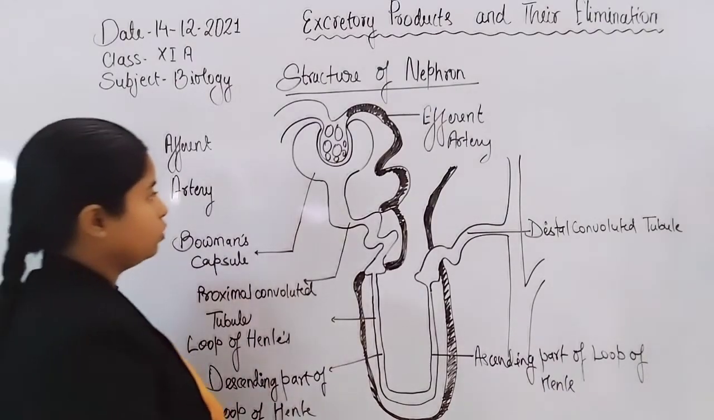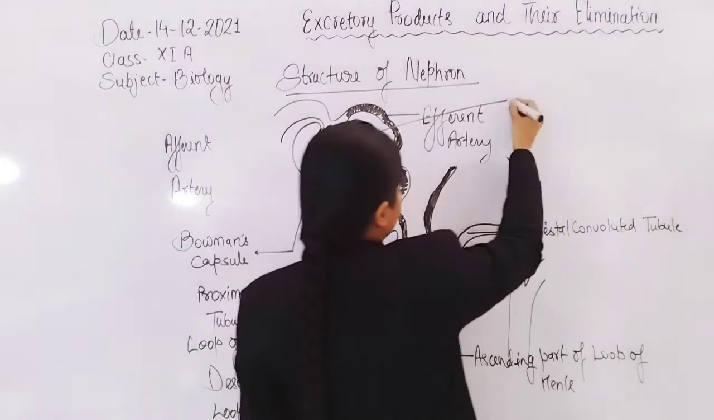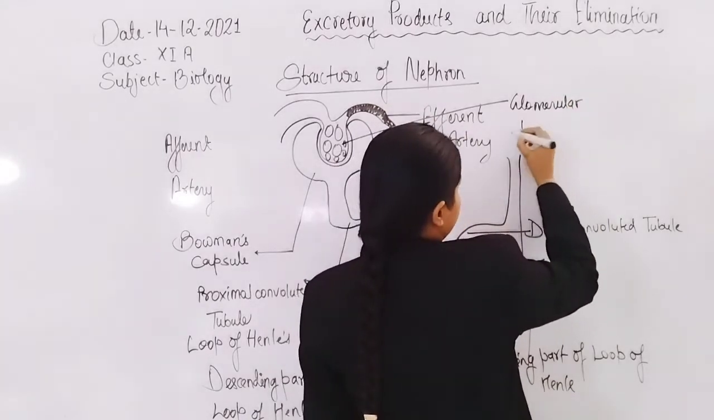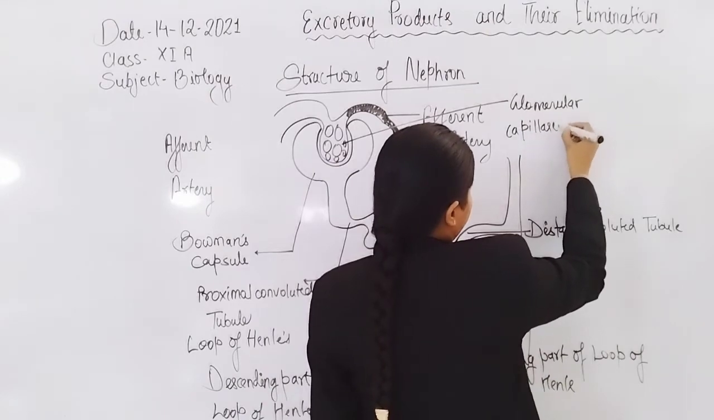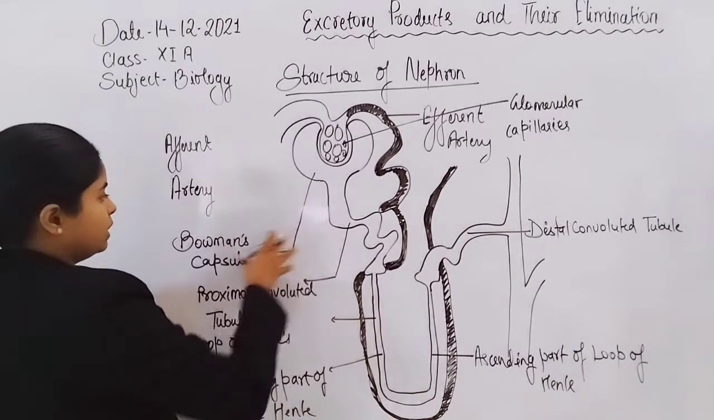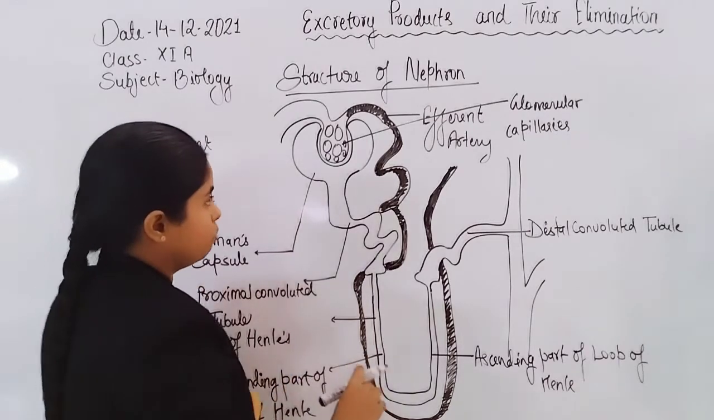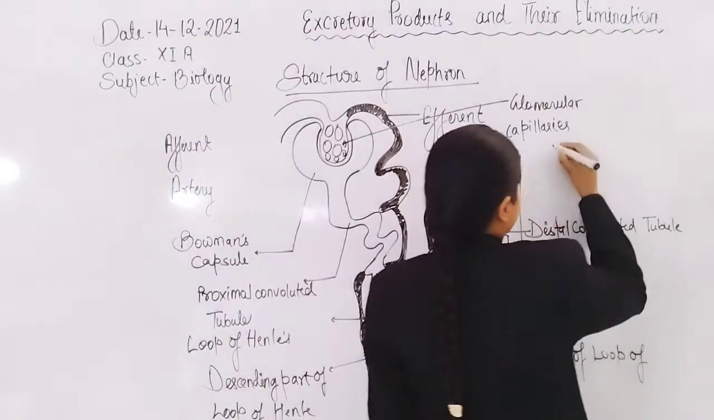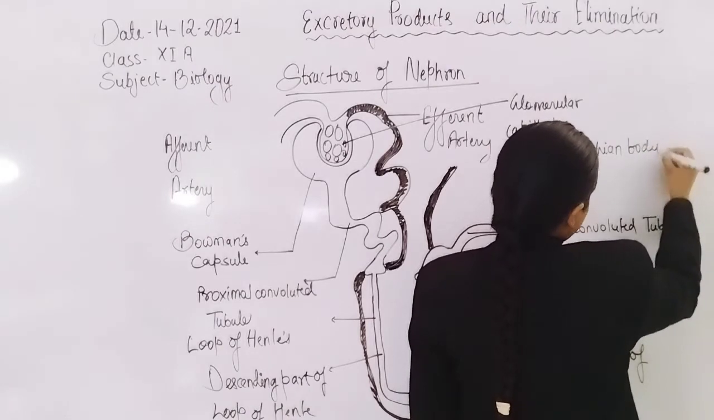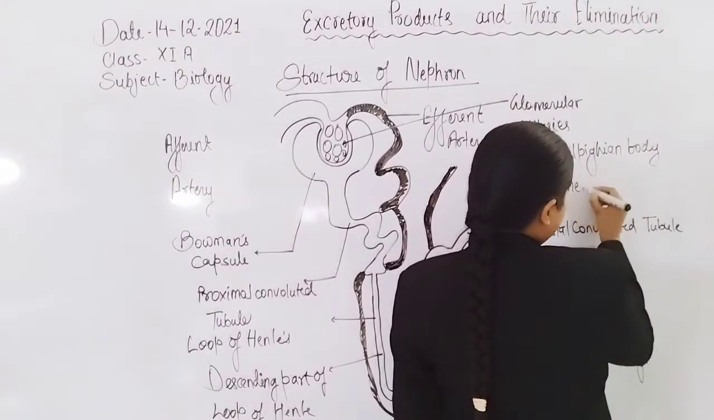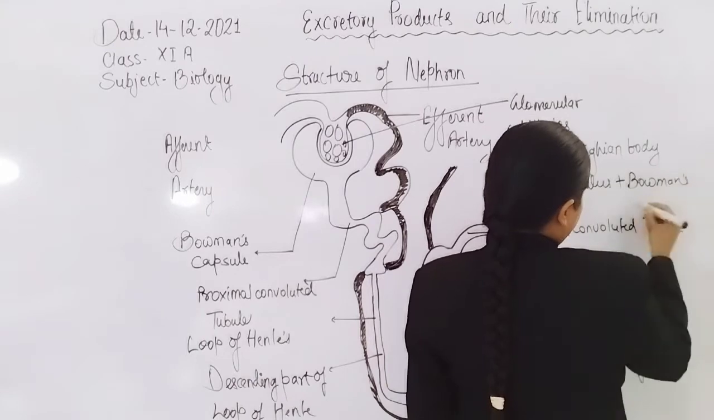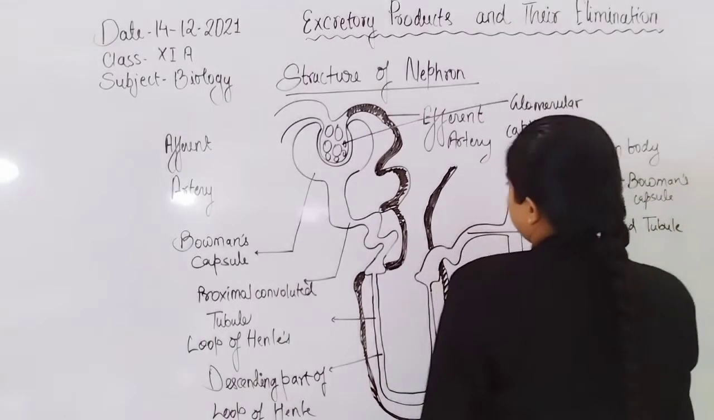The glomerular capillaries form the glomerulus, and the glomerulus and the Bowman's capsule are collectively known as the Malpighian body, which is formed by the glomerulus and the Bowman's capsule, a cup-like structure.